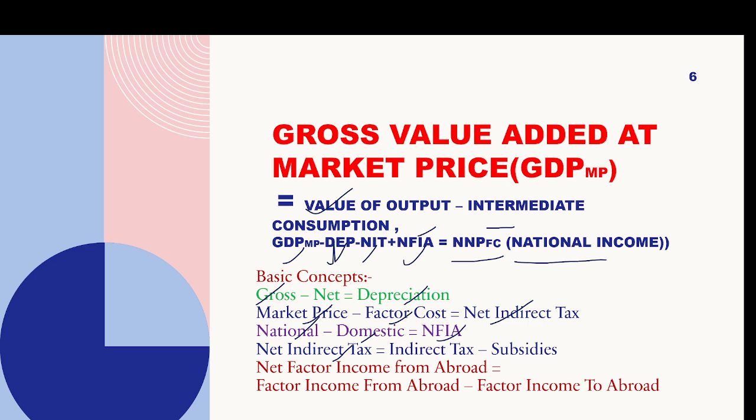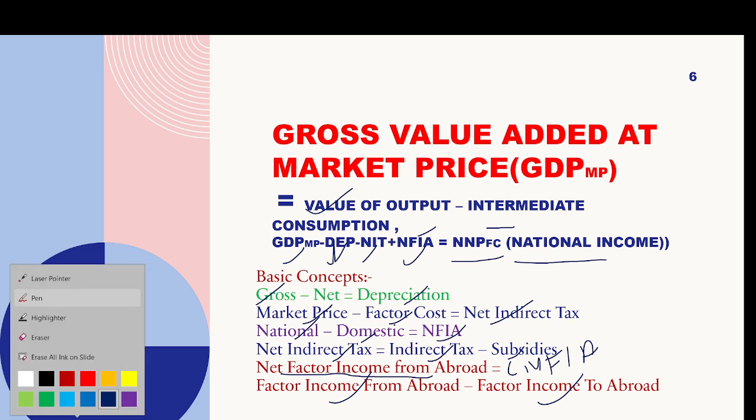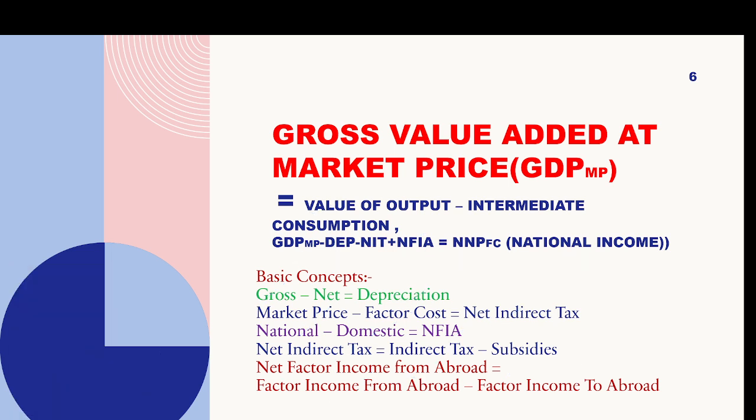Direct tax minus indirect tax minus subsidy. And NFIA, this is called NFIA. This is to be found out by factor income from abroad minus factor income to abroad. So you will be careful while solving the numericals that these are very important points while solving national income.